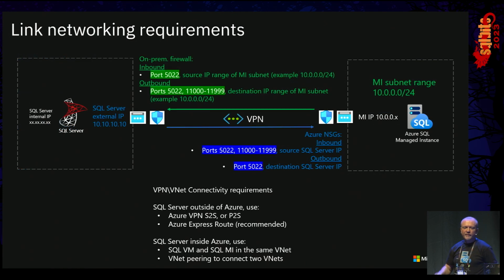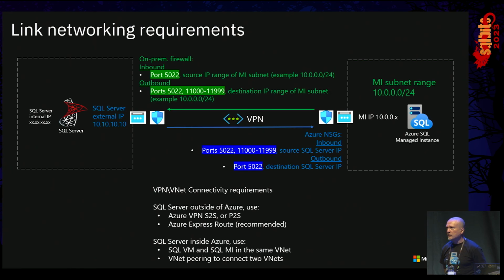A little bit more about networking. This is important. As I mentioned, there has to be VPN between on-prem environment and Azure. There are different solutions for how to connect to Azure. Site to site, point to site are some of the ways to connect to Azure from your network, or use Azure Express Route.